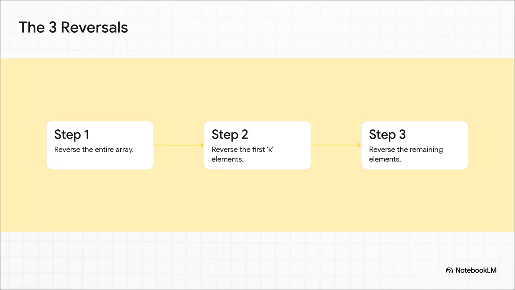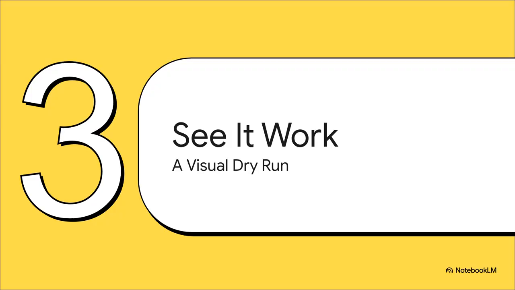Step 1, you reverse the entire array. Step 2, you reverse just the first k elements. And step 3, you reverse everything that's left. That's it. I know it sounds kind of weird, but stick with me. Okay, time to see the trick in action. I know that 3-step process sounds a little random, so let's actually walk through it. This is where it's all going to click and make perfect sense.